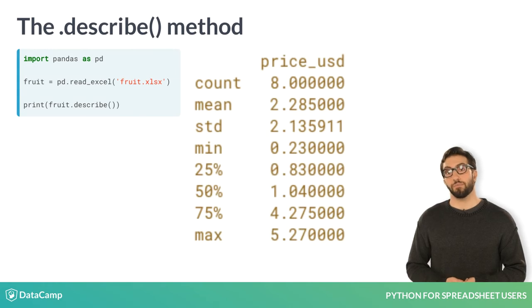The .describe method provides us with summary statistics for any numerical column in our data frame. Here we see the mean or average price for fruit in our data is around 2.28 and the max price is 5.27.